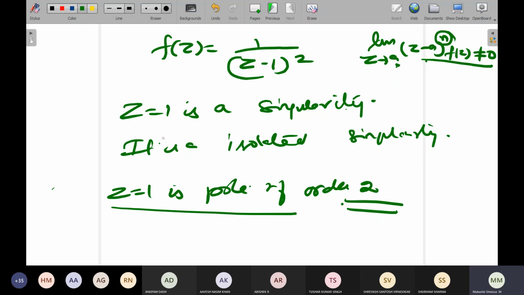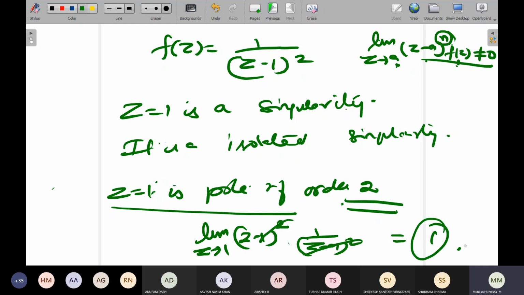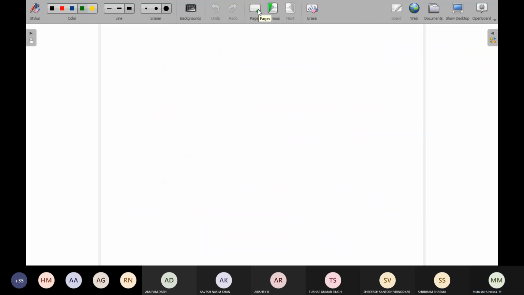Suppose z equals 1 is a pole of order 2. I can rewrite this as the limit as z tends to 1 of (z minus 1) whole power 2 times f of z. We can find some integer n. What is my f of z? It is 1 by (z minus 1) whole square, and this will get cancelled. The value is 1, so the limit exists. It is not equal to 0, so the pole is there. Since it is a pole, it cannot be an essential singularity.